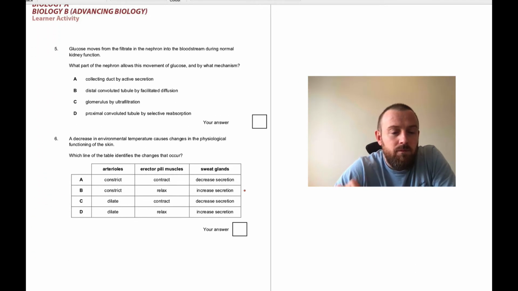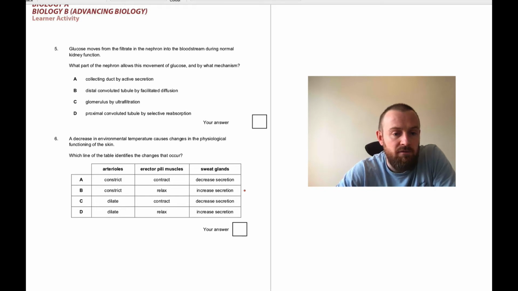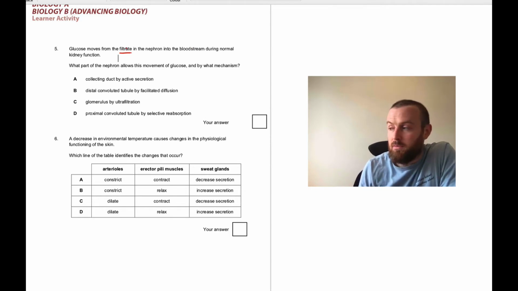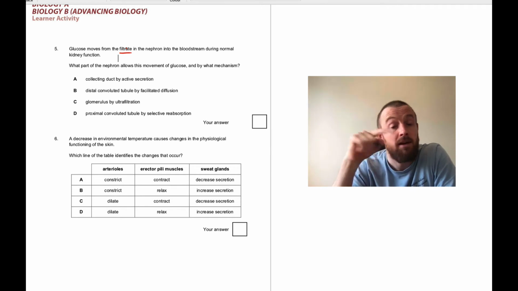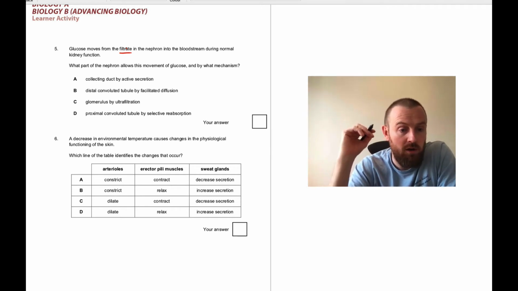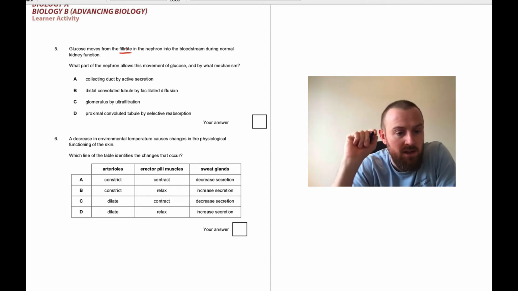Glucose moves from the filtrate in the nephron into the bloodstream during normal kidney function. What part of the nephron allows this movement of glucose? So this is talking about the filtrate. After it's gone through the glomerulus, the glomerular filtrate goes down the proximal convoluted tubule and then through the entire nephron. Which bit reabsorbs glucose? This is a factual recall. Hopefully you remember that it is the PCT that reabsorbs it.